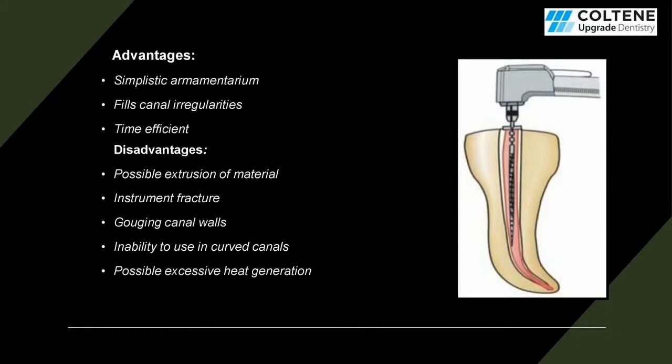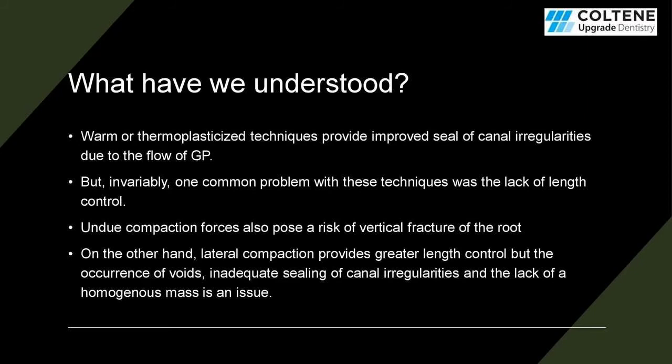After going through all the methods of obturation, we can realize very easily that the warm techniques provide very good flow and hence good sealing of the root canal, whereas one very important problem with these techniques is the lack of length control because of the condensation. On the other hand, we have the lateral condensation technique, which provides very good control of length, but the problem is that we cannot have the same level of filling of the lateral canals. So how can we move forward from this point?